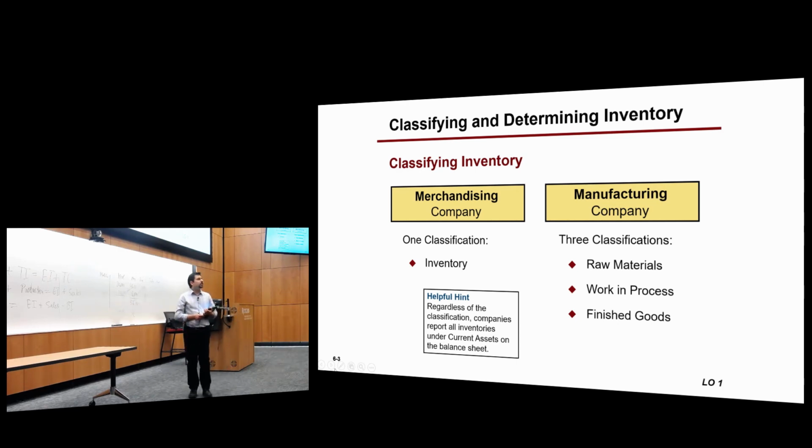Now, manufacturing companies usually have different classifications or categories of inventory. So, for instance, they have the material that is finished. What do you call this? Finished goods, right? This is material that has been completely manufactured and is ready for sale.